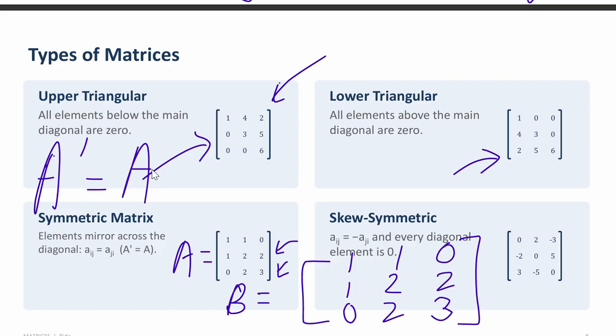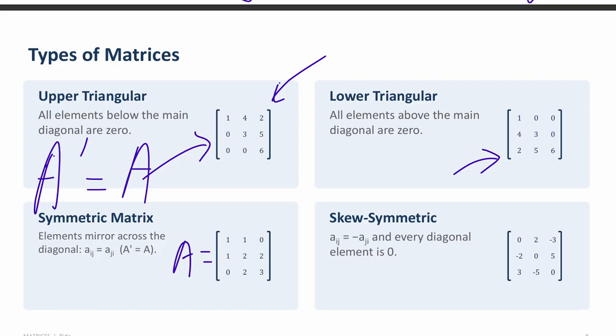What is A dash? A dash refers to the transpose of a matrix wherein you basically change the rows into columns and the columns into rows, right? So this is a symmetric matrix. Now let us talk about the skew symmetric matrix. Aij is equal to minus Aji. That means again we are doing the transpose. Okay. And we are going to get the negative of the matrix here.